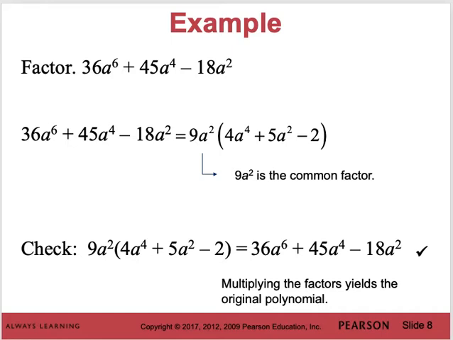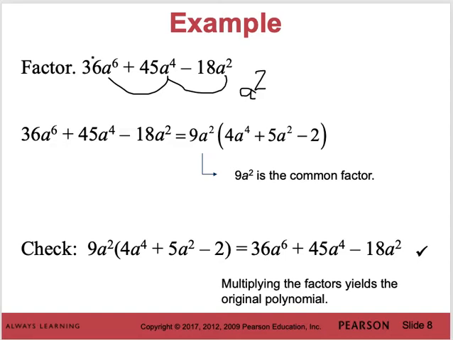So here's an example. Factor 36a to the 6th power plus 45a to the 4th minus 18a squared. So what do they have in common? They all have the variable a. What's the highest power that they all have a listed to? A to the 2nd power is the largest power. They don't all have a 4 or a 6, but they all have a factor of a squared.